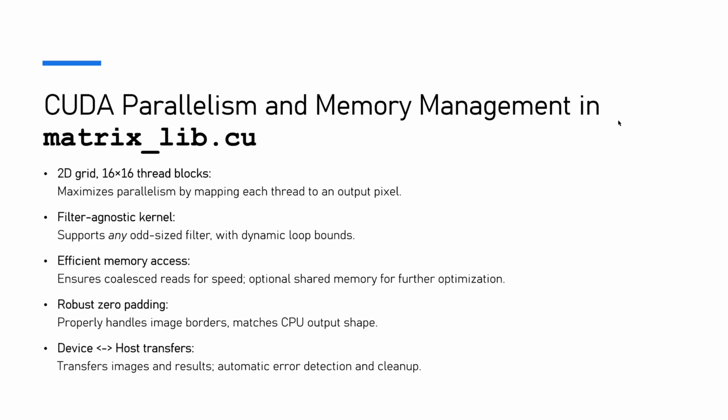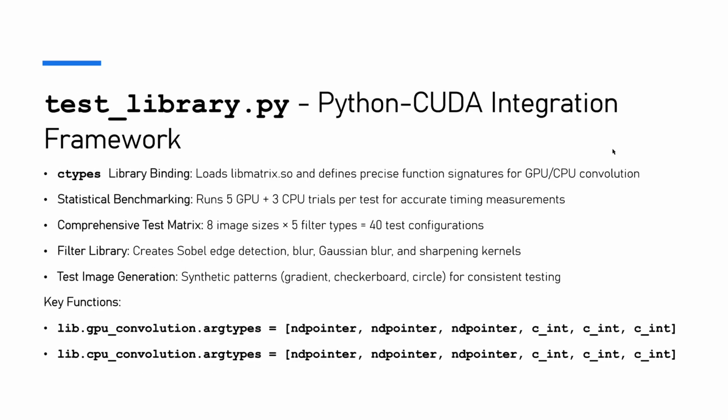The CUDA kernel uses a 2D organization where every thread computes exactly one output pixel, making the code general and scalable for any image sizes. By encapsulating all GPU memory management in the library, we prevent leaks and simplify multi-language integration. This architecture also makes it easy to upgrade individual kernels without breaking the library interface.